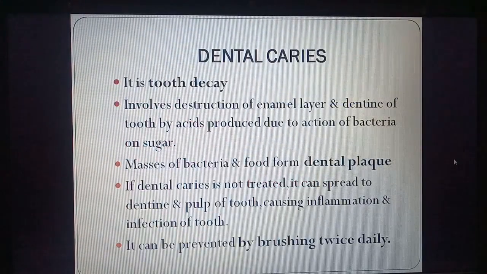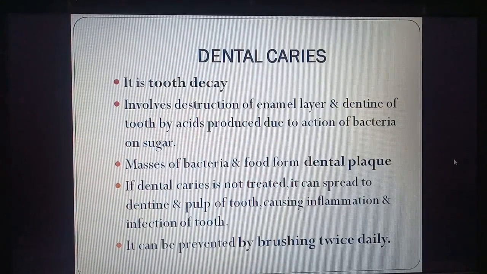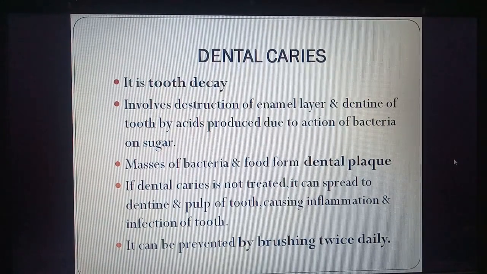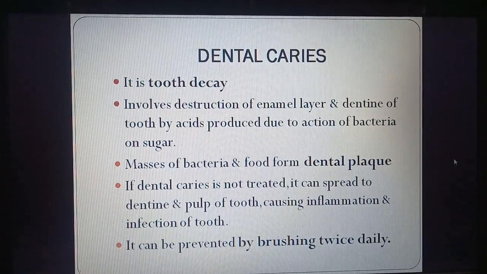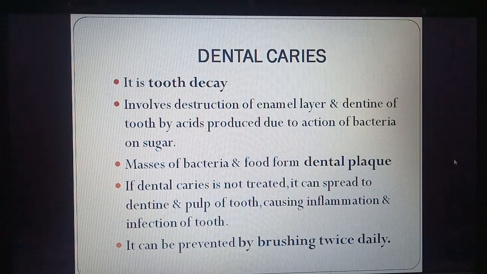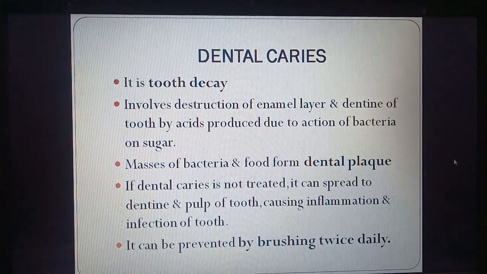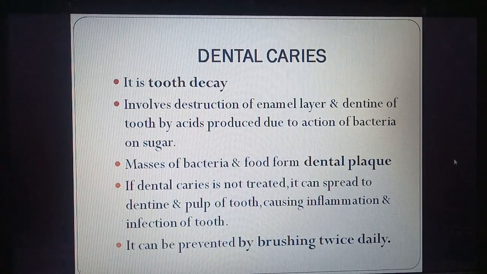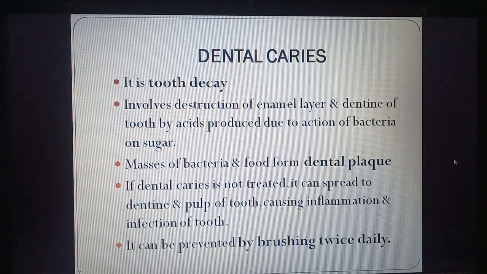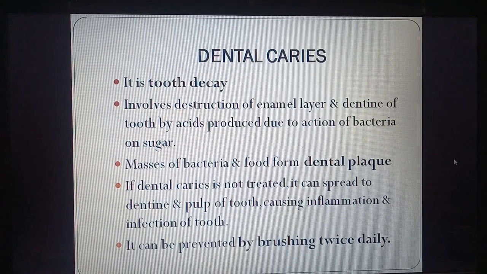Okay children. Now the next is dental caries. Dental caries is also called tooth decay. It involves destruction of the enamel layer. We know that enamel is the hardest material of teeth, and dentin is the internal part of teeth. This is due to acids produced by the action of bacteria on sugar. So when sugar collects around teeth, bacteria act on the sugar and produce acids which damage the teeth.